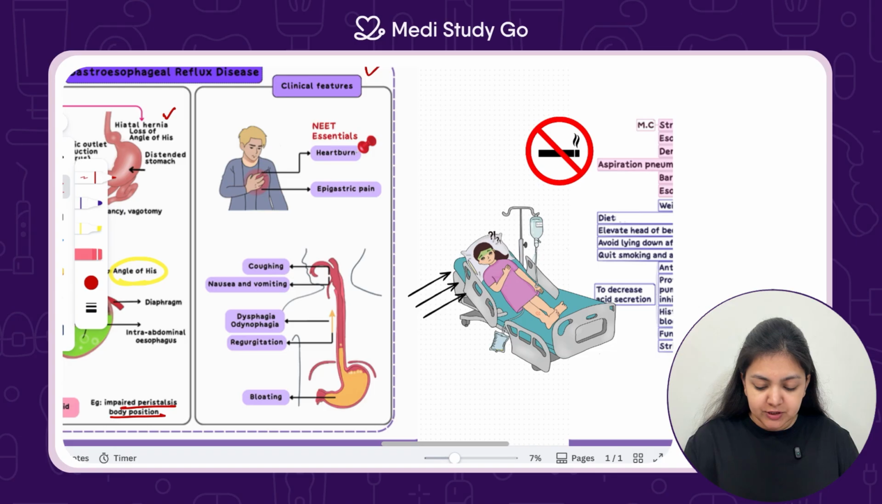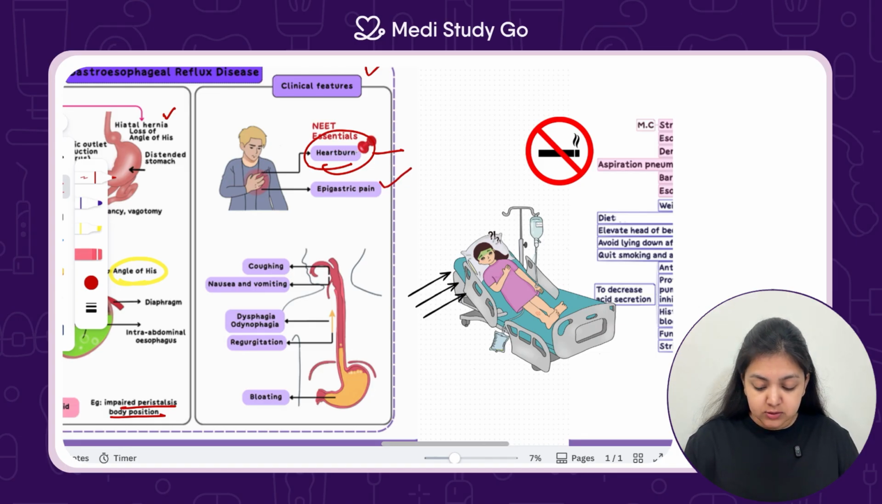So what are the clinical features when a patient comes to you? The most common and the most reported feature is heartburn. The patient will say, I'm having itching in my chest, I'm not able to sleep, this itching is like something is coming upwards and I'm not able to rest and I'm not able to breathe fine because this itching is very annoying in nature.